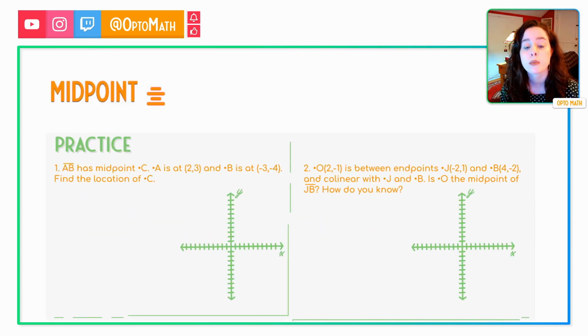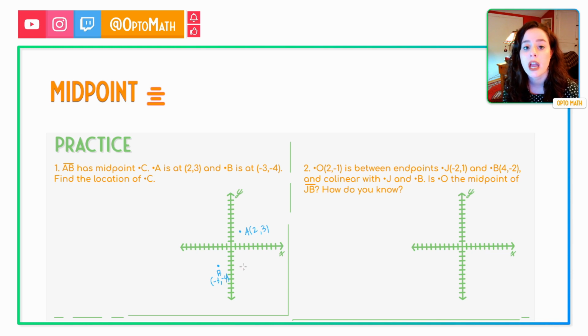Let's take a look at some practice. Number 1 says AB has midpoint, point C. Point A is at (2, 3). So let's go ahead and plot that. (2, 3). That's going to be point A. And point B is at (-3, -4). So (-3, -4). Here we go. And that's B. And I'm going to go ahead and write what A is beside it. (2, 3).